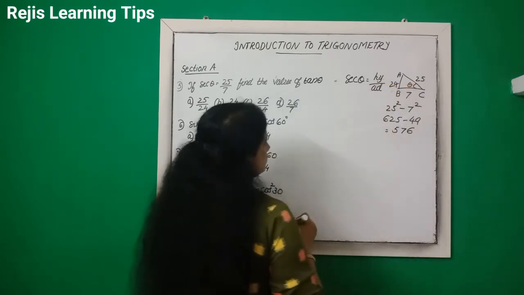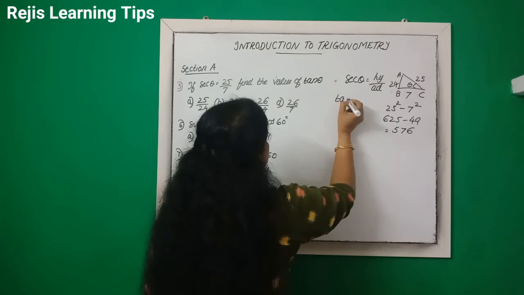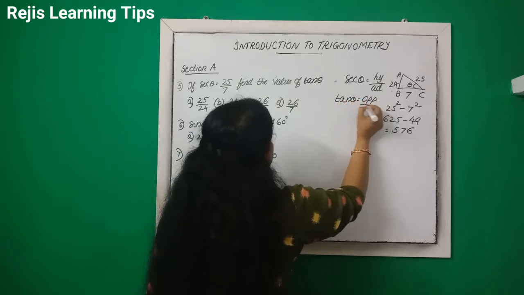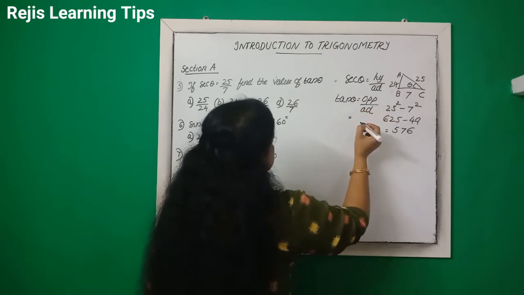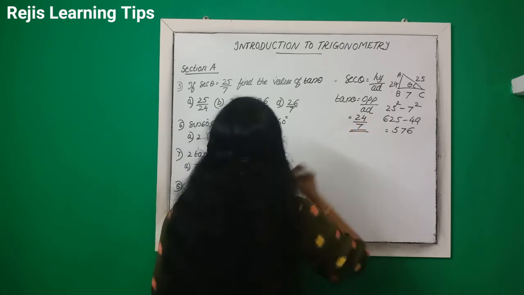Okay, then tan theta is equal to opposite side divided by adjacent side, that is 24 by 7. So, our option is B.